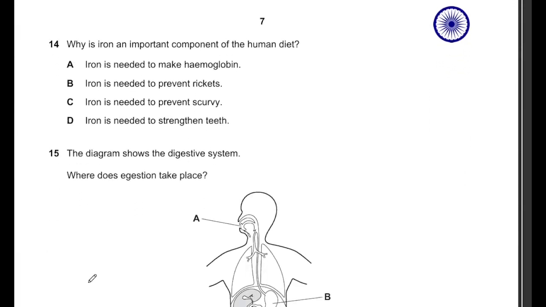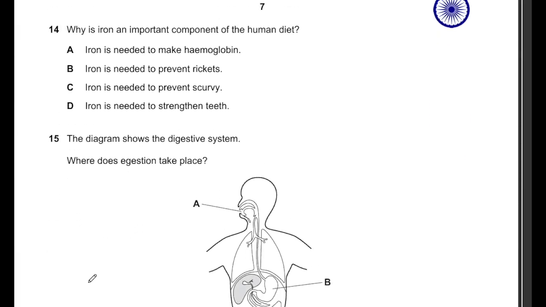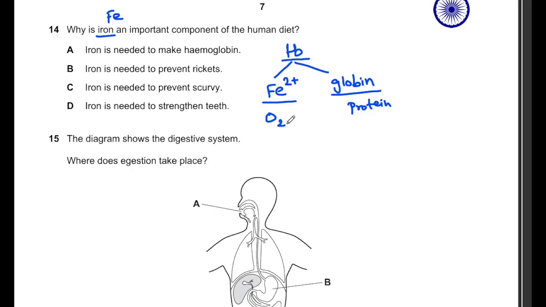Fine, now moving to the next one. Why is iron an important component of a human diet? So Fe is very important. Why? Iron is needed to make hemoglobin. We saw that hemoglobin is made up of 2 very important components. One is heme, which contains Fe2 plus, and globin. So globin is a protein part, and iron helps in carrying O2 or CO2. Okay, so iron is needed to make hemoglobin.